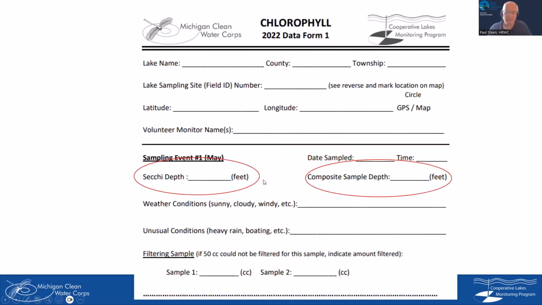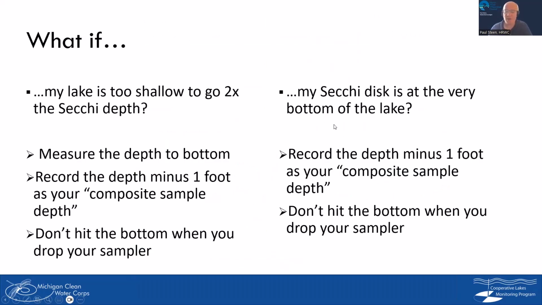And then there's a spot on the data sheet for you to record this. There's a spot for your Secchi depth. There's a spot for you to record the sample depth, which is twice that. And of course, this begs the question for many people, I can't go 2 times my Secchi depth. My lake isn't deep enough, or sometimes my Secchi itself is at the very bottom, so of course I can't go any further. Yep, totally normal situation for many lakes.